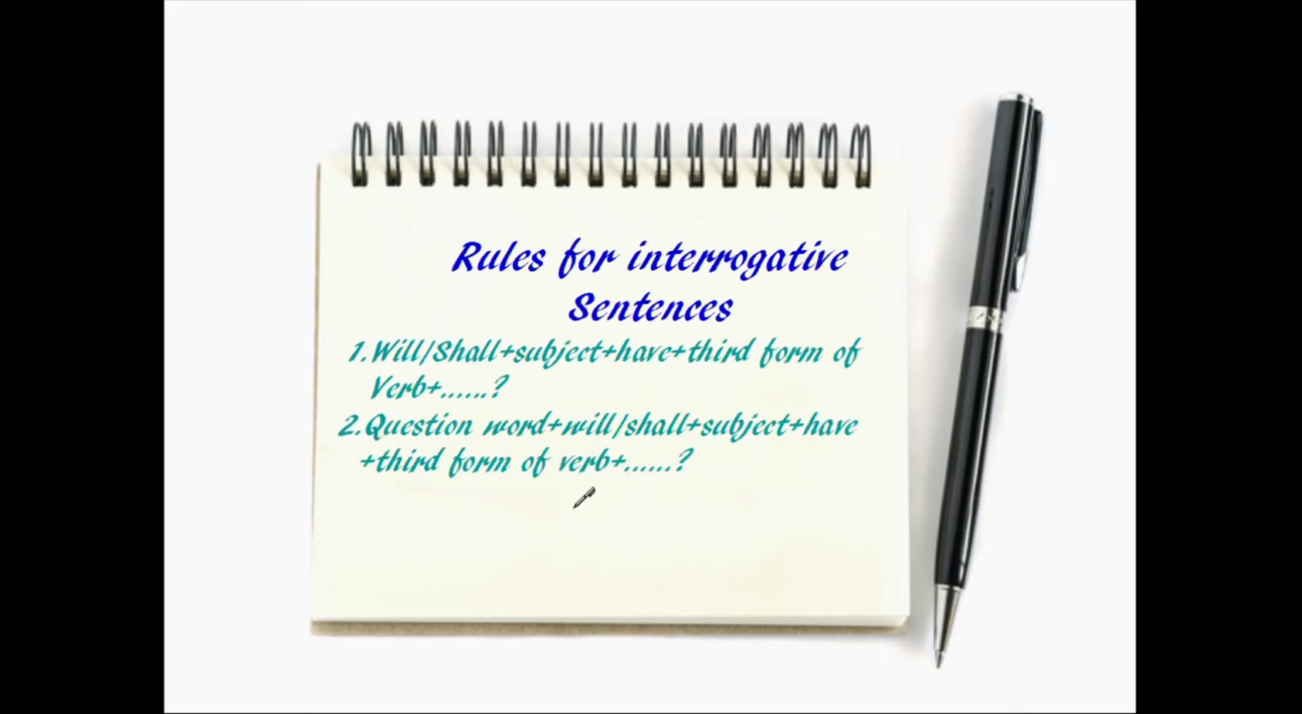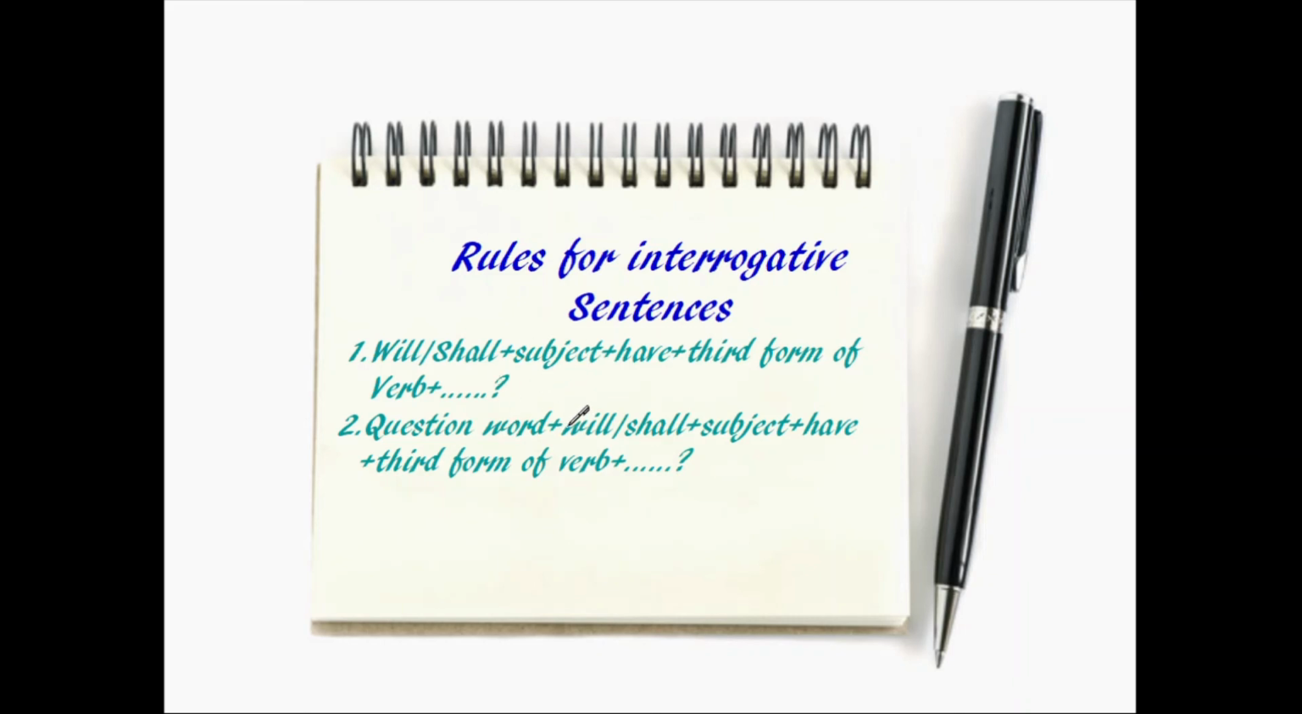Now here come the rules for interrogative sentences. First is will or shall plus subject plus have plus third form of verb plus the rest and the question mark. For example, will he not have gone before I reach? So will, he is the subject, have gone, gone is the third form of verb, before I reach and the question mark.